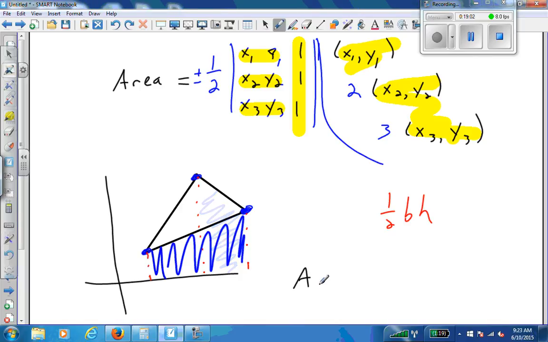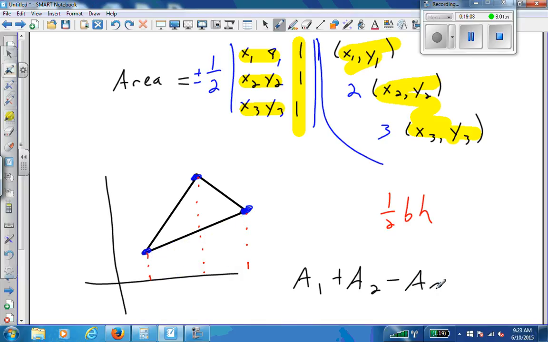So if we take those first 2 areas and subtract that third area, so we add these together, and notice that has some extra stuff in it. When we take this area, we have this extra. When we find that area, we have this extra. So if we take away this area, which is a trapezoid, that'll give us the area enclosed in the triangle. And if you work through generic equations for those 3 trapezoids, it turns out that that's equivalent to this determinant.